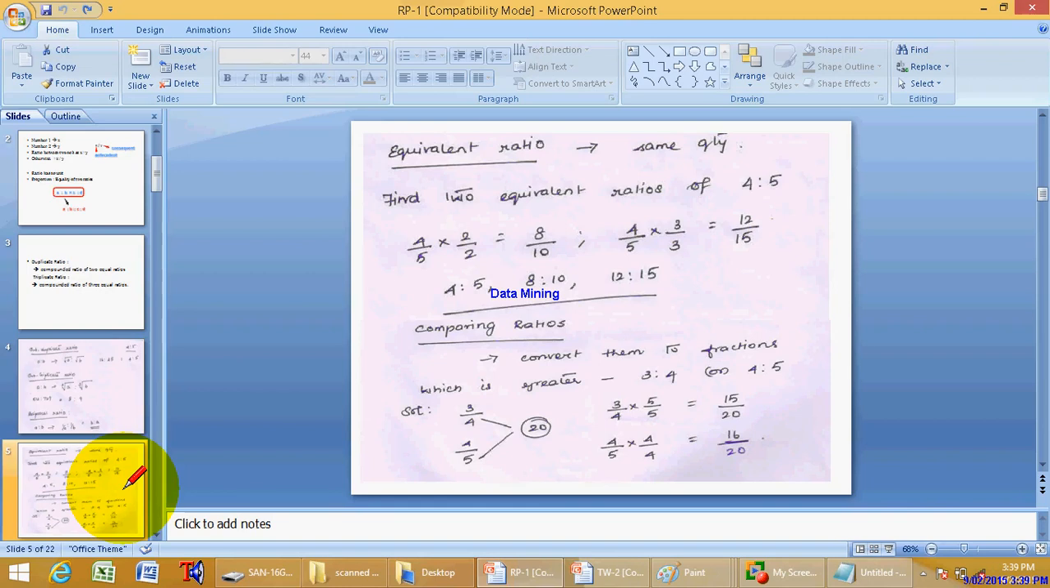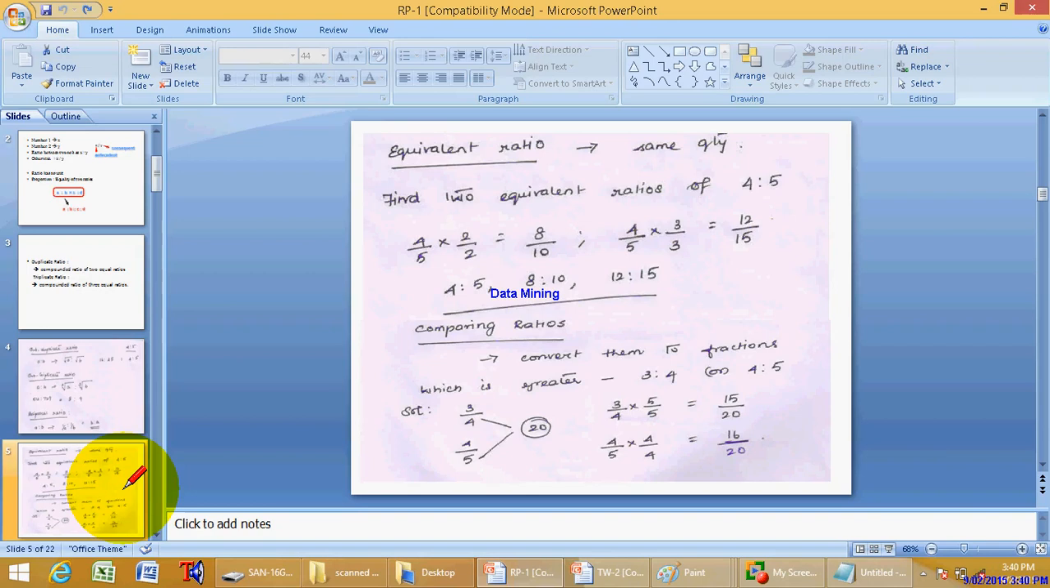See, here the example is to find two equivalent ratios of 4:5. So 4:5 can be written as 4 by 5. Here I take a constant number. I can take any constant number, provided the same constant is multiplied in the numerator as well as in the denominator. Say for example, if I take 2 as the constant, I have to multiply the numerator, 4 into 2, and the denominator, 5 into 2. So the resultant value is 8 by 10, which is nothing but 8:10.